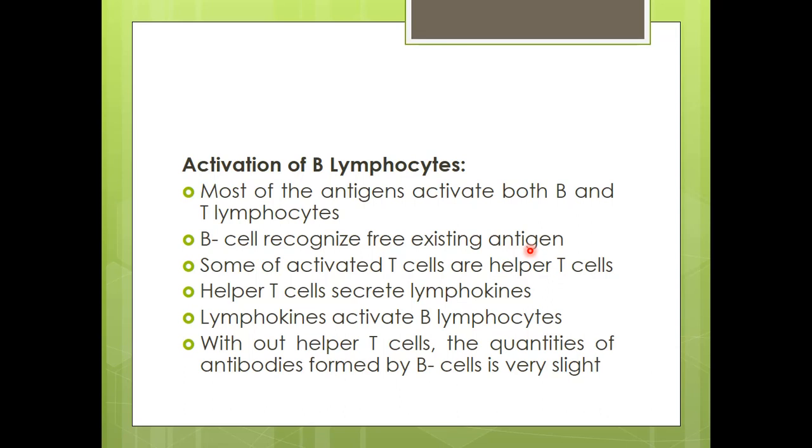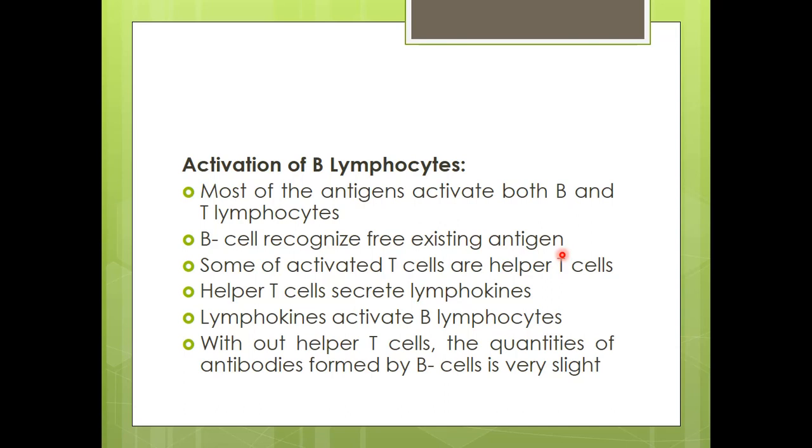Whenever there is an exposure to the antigen, it causes activation of both the B lymphocytes and the T lymphocytes. And we know from our previous discussions that B lymphocytes can recognize free existing antigen or an intact antigen, such as a bacterial toxin. And when they come across an antigen, they are activated. But in case of T lymphocytes, the activation requires antigen presentation to the T lymphocytes by antigen presenting cells.